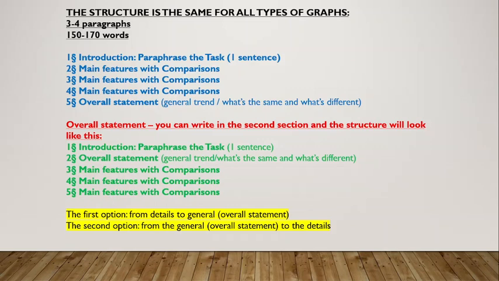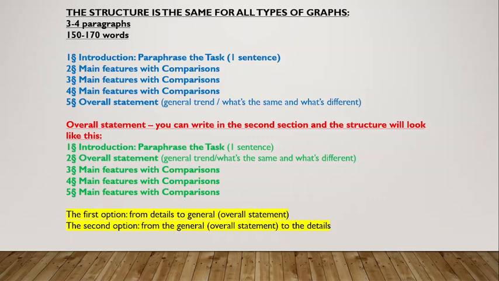Second paragraph, this is our main features with comparisons. The same situation we have in our third and fourth paragraphs. Here you should write main features with other comparisons if we have such. And in the last paragraph, we should write the overall statement. There we can include the general trend, what is the same and what is different. Guys, let's talk exactly about the overall.